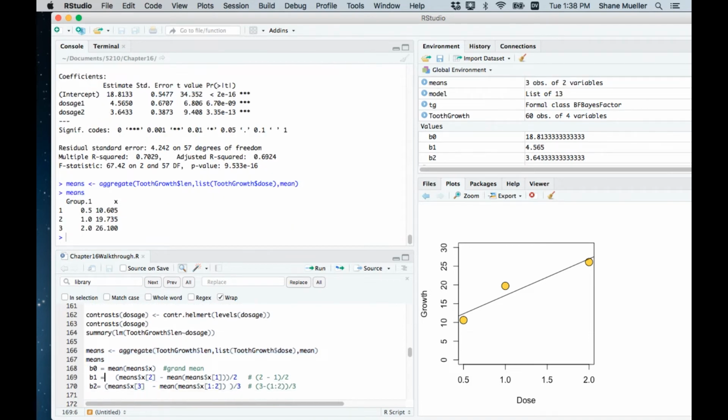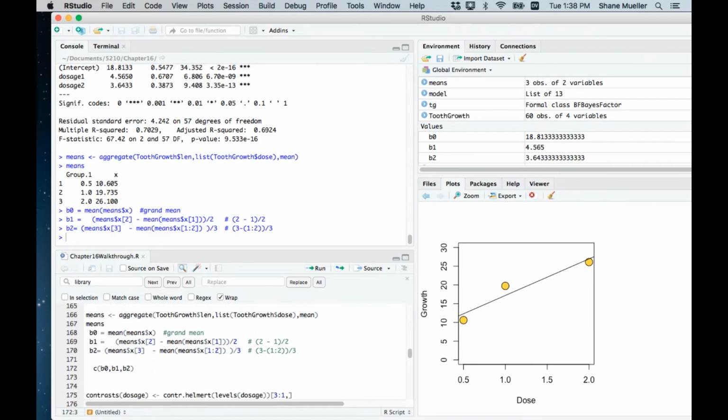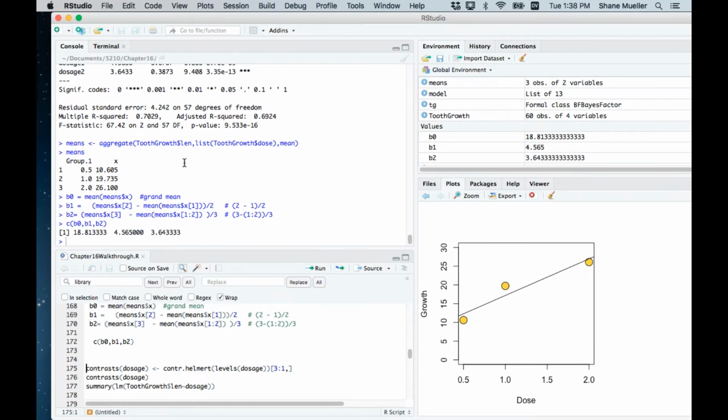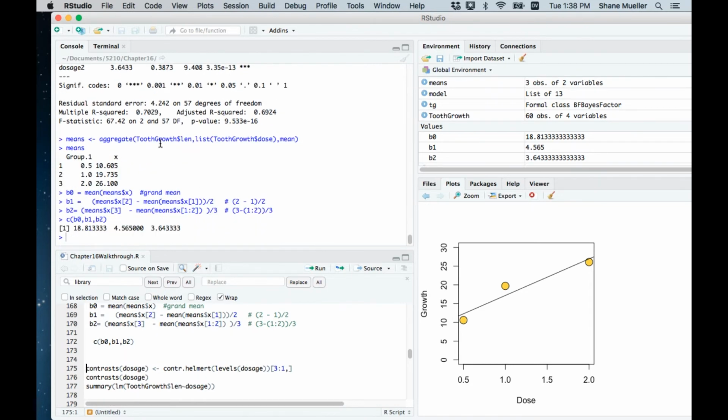And I can verify this by picking these out and seeing that these values that it comes up with are calculated just this way. The grand mean, the difference between 2 and 1 divided by 2 because it's twice as big, and here is the third one minus the mean of 1 and 2 divided by, but it's divided by 3. So that's how these values are calculated. So it can be difficult to interpret them unless you know this calculation.